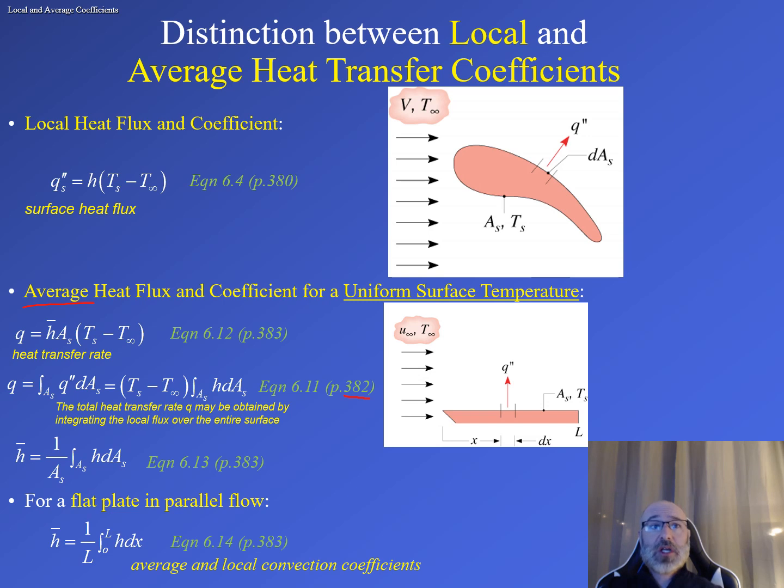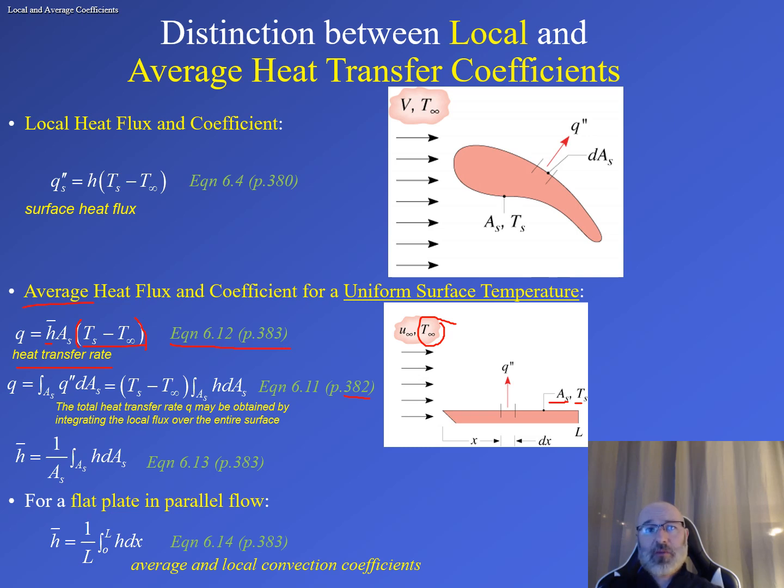This is going to relate to equations 6.11 through 6.13 on pages 382 and 383 of our textbook. Let's take a look at our first equation here for our heat transfer rate. q is equal to h bar times A_s times our temperature difference of T_s minus T_infinity right here. We see T_s is our surface temperature, there's our A_s right on that surface as well, and there's our surrounding temperature, T_infinity. Again, this relates back to equation 6.12 on page 383 of our textbook.